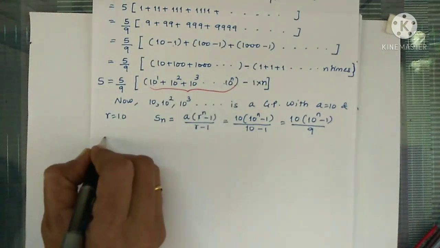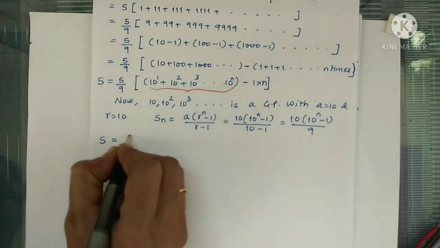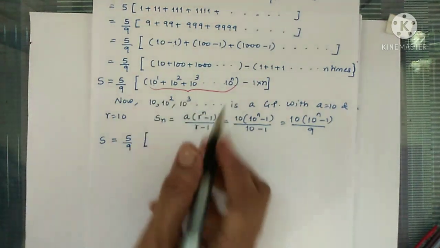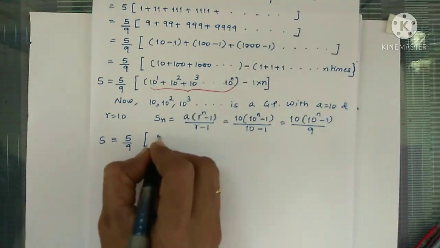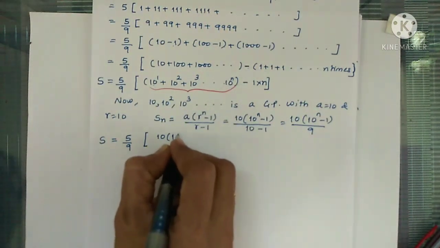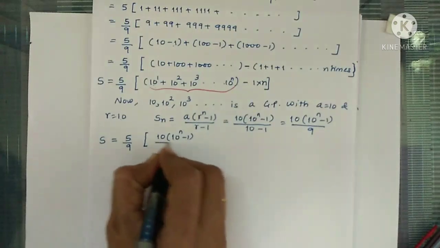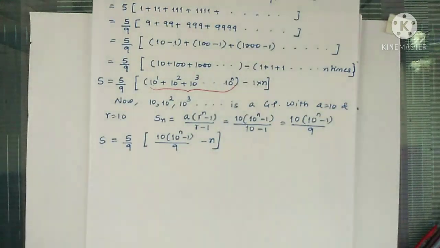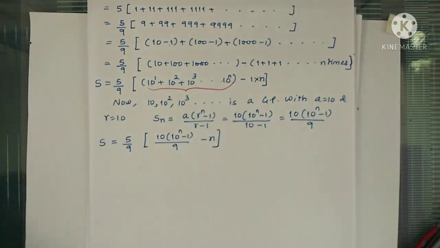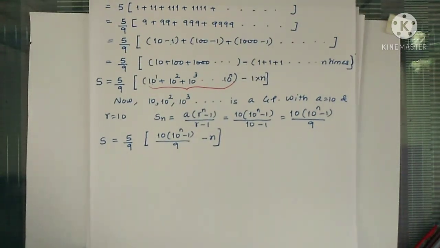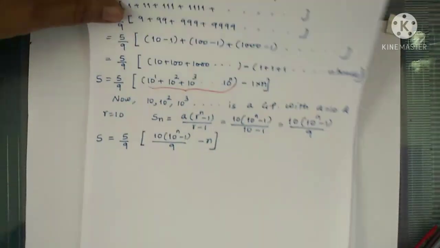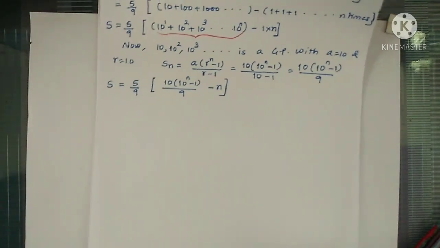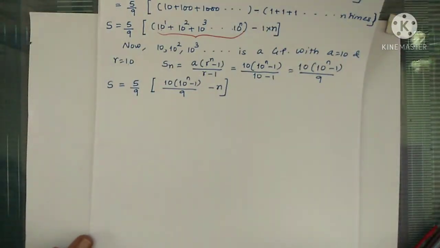So let's write the sum. The required sum S is 5 by 9 as it is, times the sum of these terms, which is (10 raised to n minus 1) upon 9, minus n. So this is the required sum. Okay, so the given sequence is not an AP and not a GP, but we are converting this into a GP.